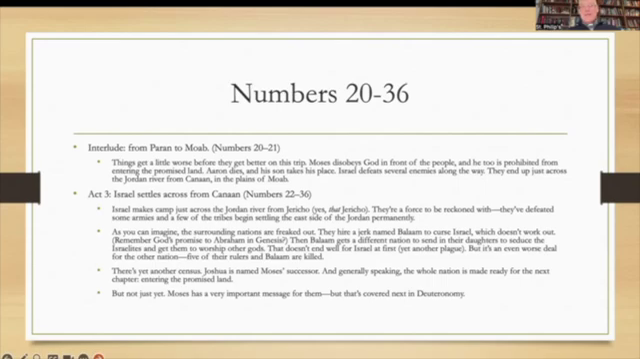Yes, that Jericho, the Joshua fit the battle of Jericho. They're a force to be reckoned with now. They've defeated some enemies and armies, and a few of the tribes begin settling on the east side of the Jordan. As you can imagine, the surrounding nations are pretty freaked out.